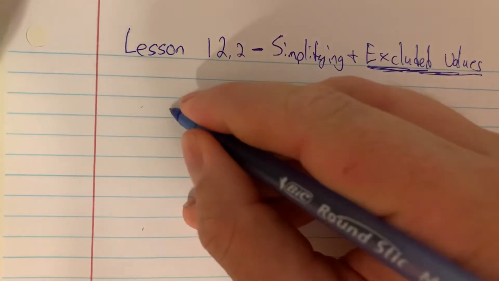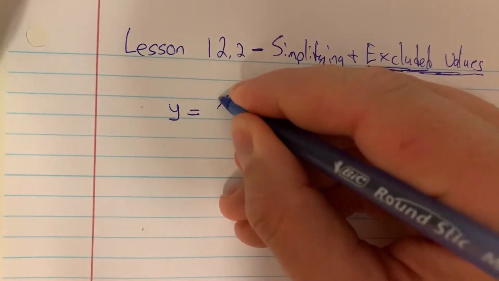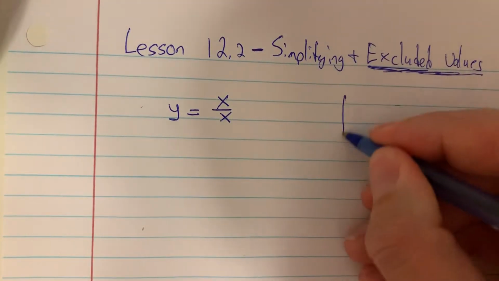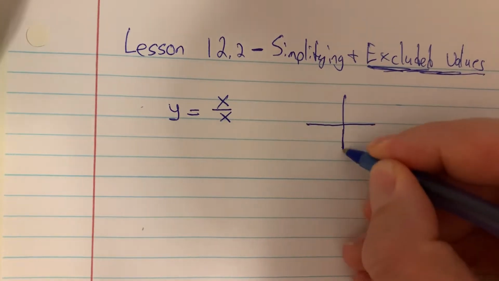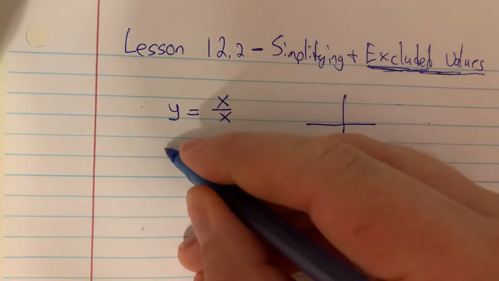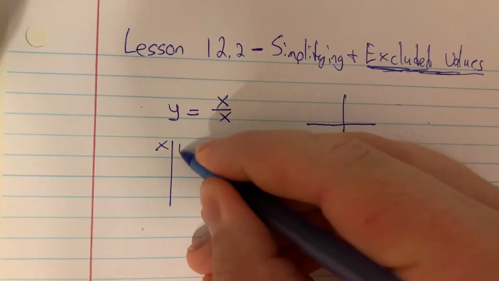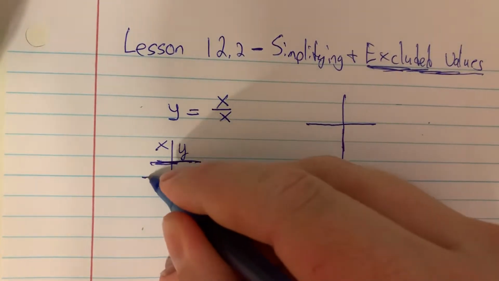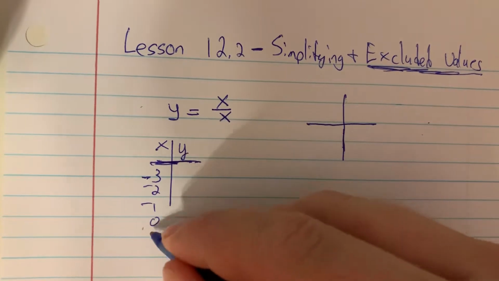We're going to look at the function y equals x over x. And we're going to make a graph of it. But before we make a graph, let's start making a table. And you might see where this is going very quickly, or at least mostly where it's going. I'm going to pick -3, -2, -1, 0, 1, 2, 3.